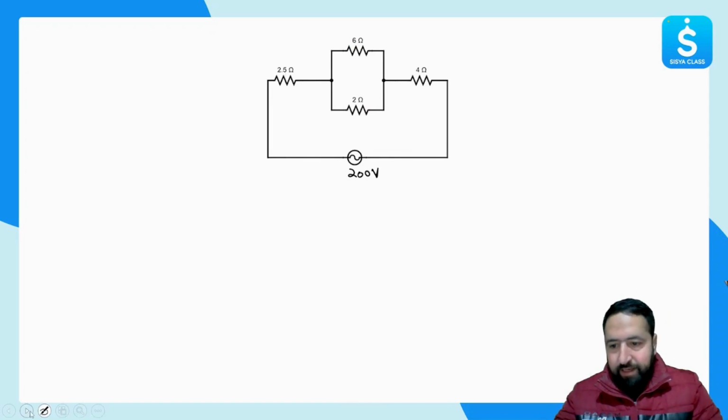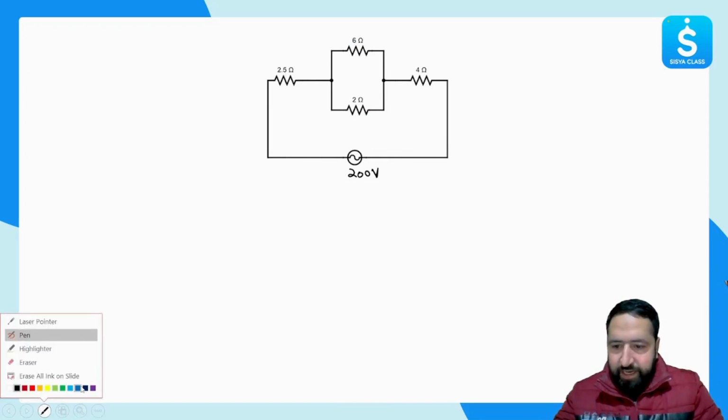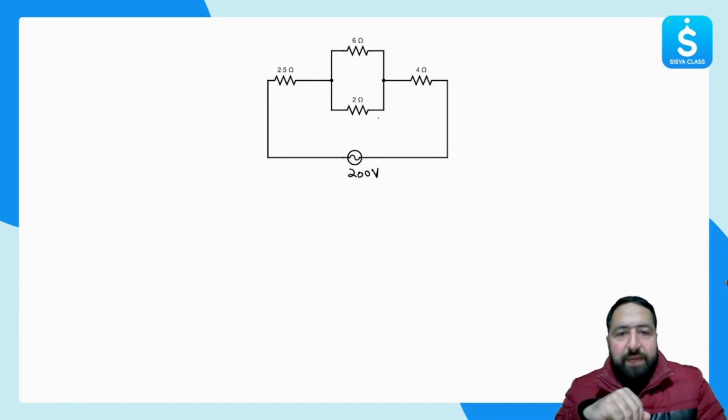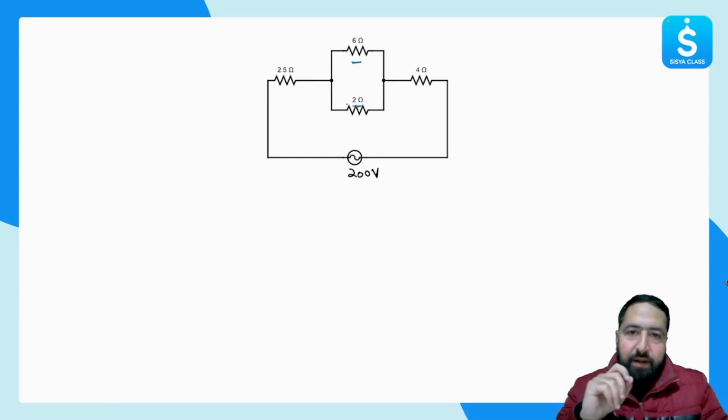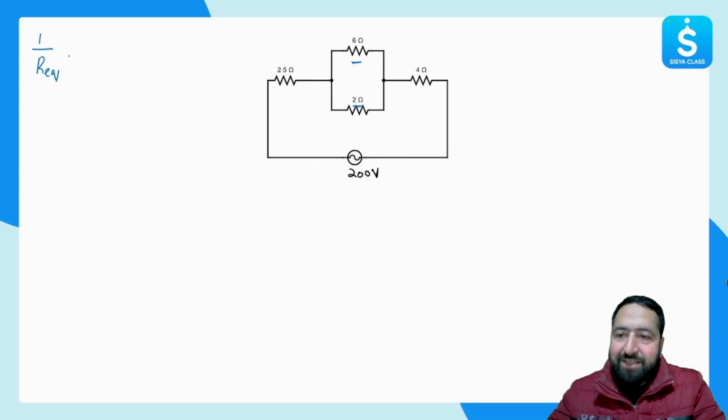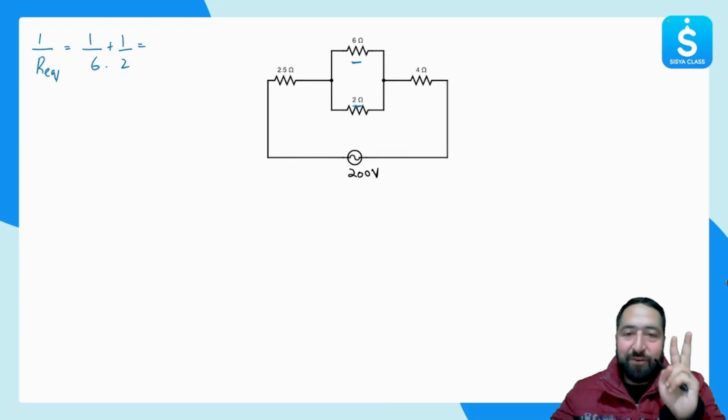Okay, let us try to solve it. It's very easy. You will see this. Tell me, this 6 ohm resistor and this 2 ohm resistor are connected in parallel, so I can solve them. What is the formula for equivalent resistance when they are connected in parallel? 1 by R equivalent equals 1 by R1, where R1 is 6, plus 1 by R2, where R2 is 2. Good. What is the LCM of 2 and 6? It is 6. Very good.